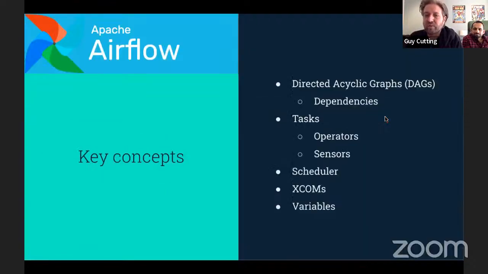Things have to happen in a certain order. Directed acyclic graphs are a really good way to represent any kind of processing that we need to do. And so Apache Airflow is based around those. And we're going to talk a little bit more about using DAGs and how to design them and what that looks like in Python.